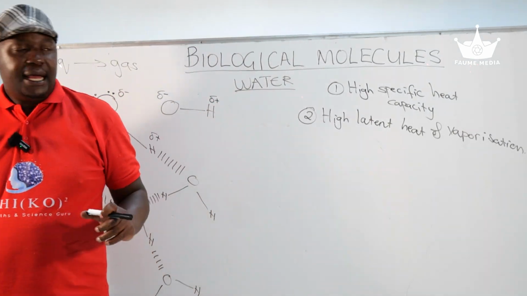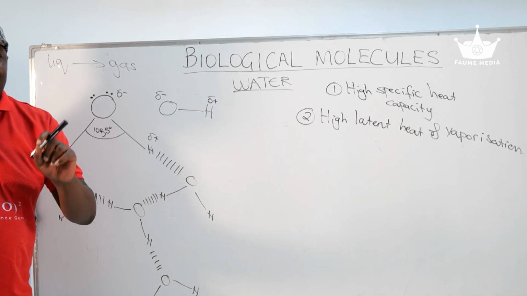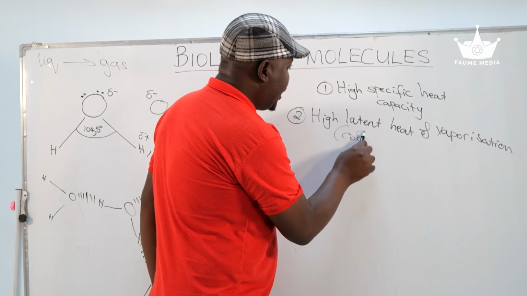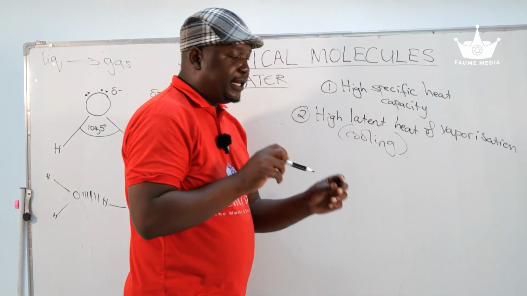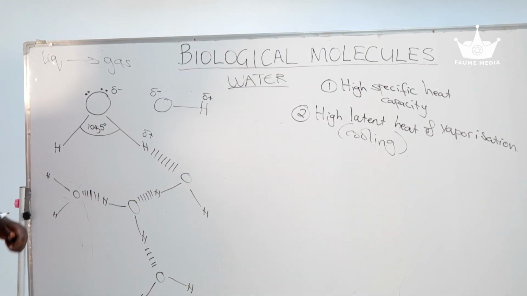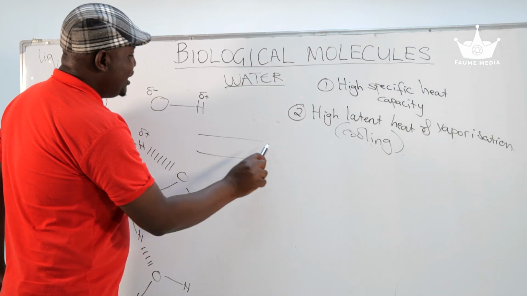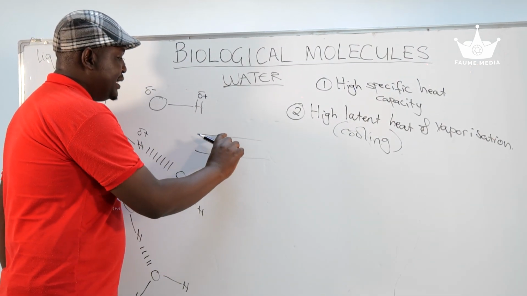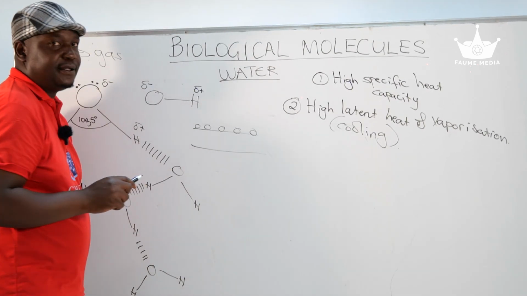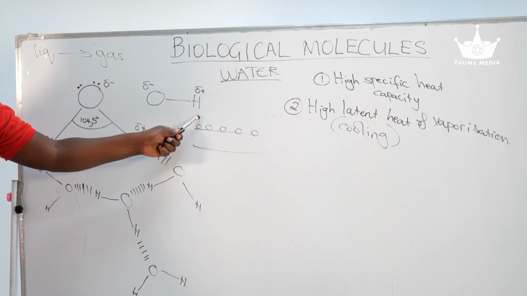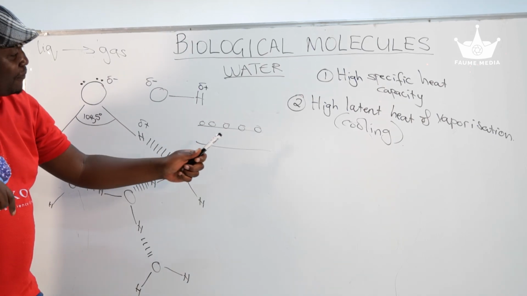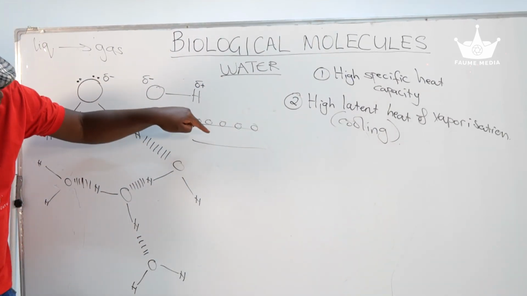Why is it important? High latent heat of vaporization is important mainly for cooling of the body. Remember, in terms of heat energy, sweat is going to be produced. Let's say this is the skin, and these are molecules of sweat on top of the skin surface. Once sweat is produced, it has to evaporate from the skin. So the heat energy required to evaporate the sweat from the skin is taken from the body.